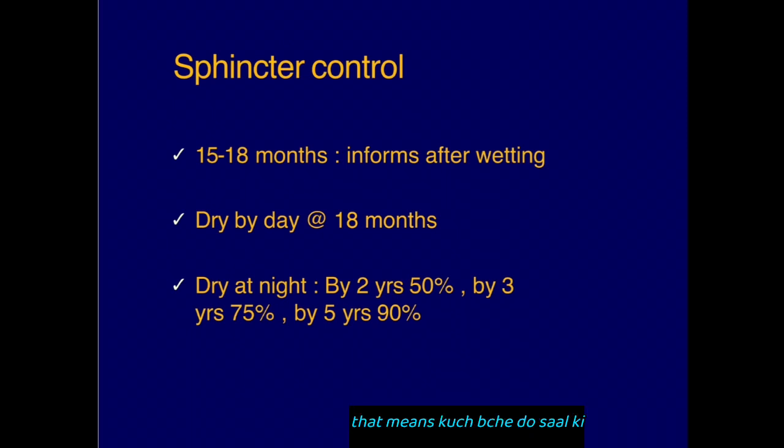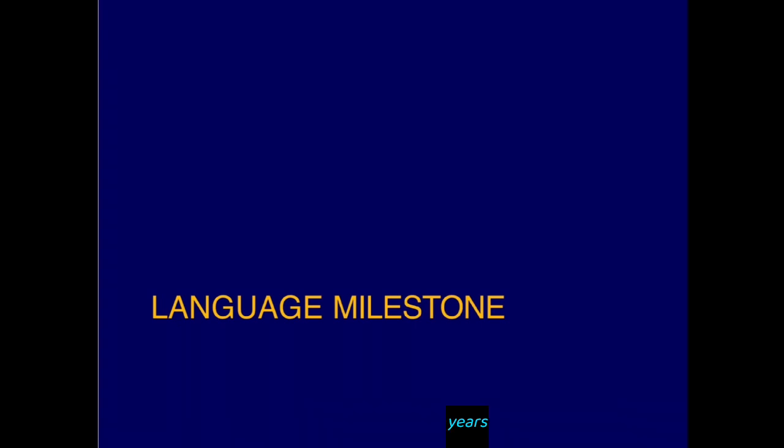That means कुछ बच्चे 2 साल की उम्र में ही रात को बता देते हैं, यस आई नीड टू गो टू वॉशरूम। कुछ बच्चे, अप्रॉक्सीमेटली 75% ऑफ द बेबीज विल बी अचीविंग ड्राई नाइट बाय 3 years, and 90% of the babies will be achieving by 5 years.